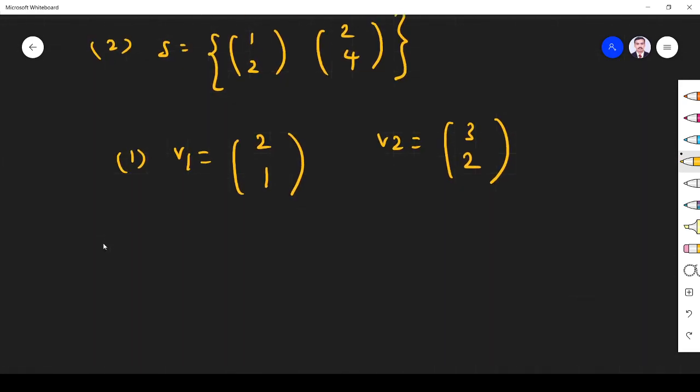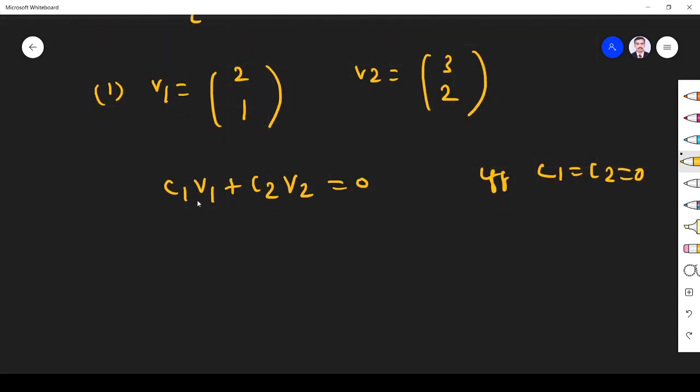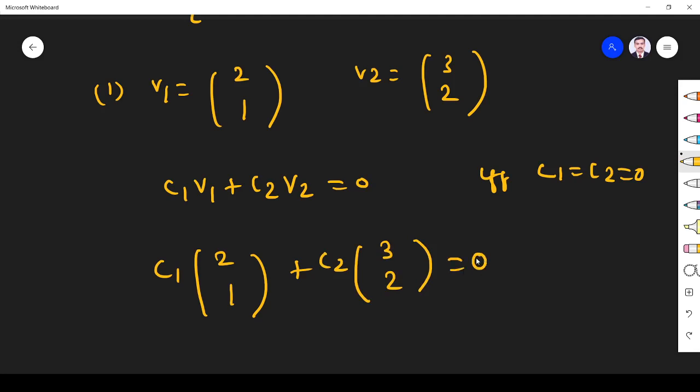What is the condition for linear independence if two vectors are given? c1 v1 plus c2 v2 must be 0 if and only if c1 is equal to c2 is equal to 0. This is the condition for linear independence. Let us see. c1 is a constant, v1 is (2, 1), plus c2, v2 is (3, 2). That must be equal to 0.